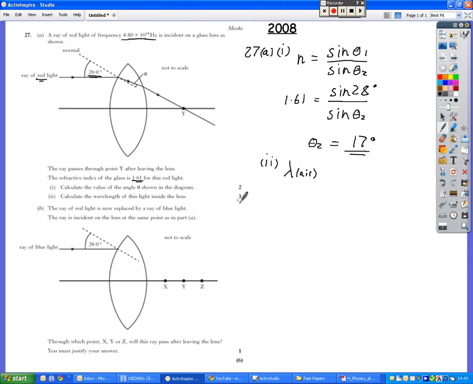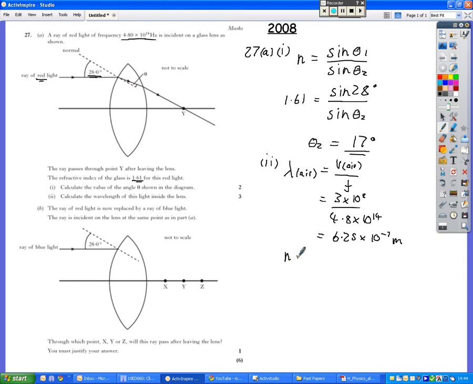This is why it's a 3-mark question rather than a 2-mark, because you've basically got to perform 2 calculations. So velocity in air divided by the frequency, so that's 3 times 10 to the power 8 divided by this frequency here, 4.8 times 10 to the 14. That will give you 6.25 times 10 to the negative 7 meters. Now units aren't necessarily needed in that case, because this is an intermediate answer. It's not the final answer. This is just you getting to your final answer.